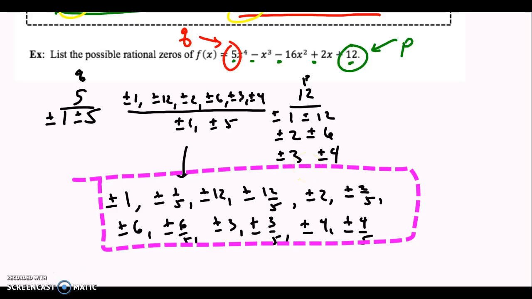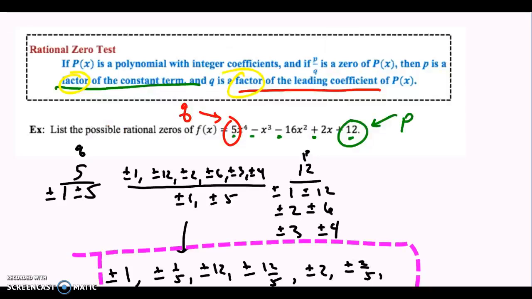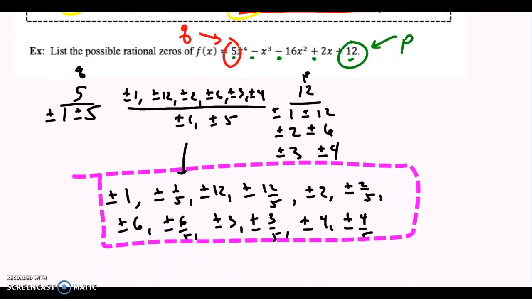And I said that negative 1 and negative 1.5 look like it could possibly be a 0. So if I take a look back at this box, that means that a lot of these options are not going to actually be a 0 of the function.